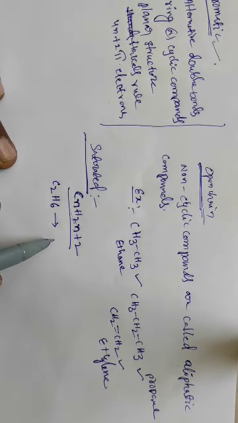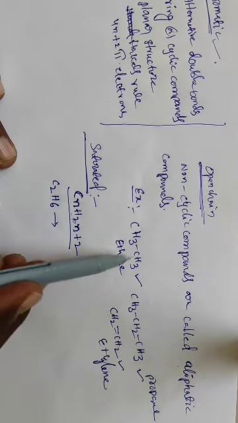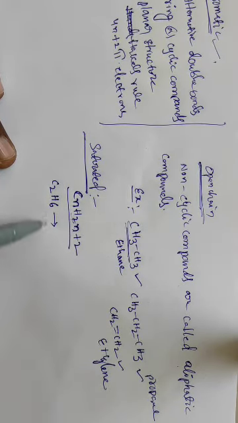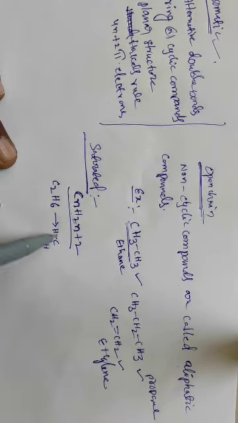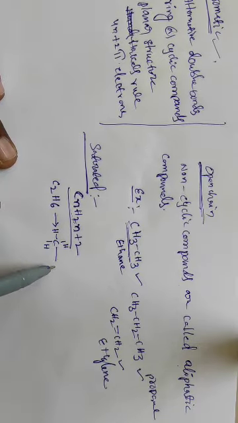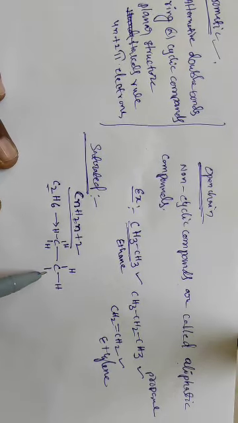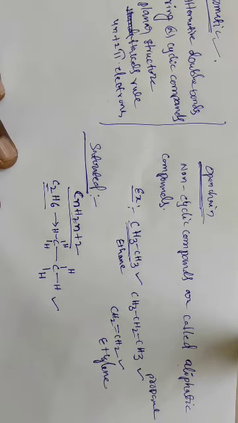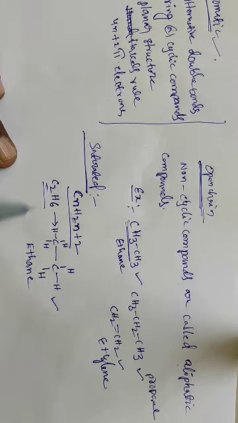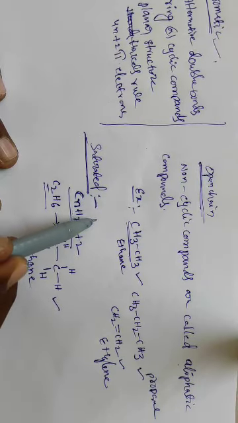How do I say it is saturated? There is no double bond, so that is a saturated compound. For example, this one has no double bond. Here one hydrogen, one more hydrogen here, one bond. Again the second carbon, one hydrogen here, one more hydrogen here. So C2H6 is a saturated hydrocarbon, and its name is ethane.